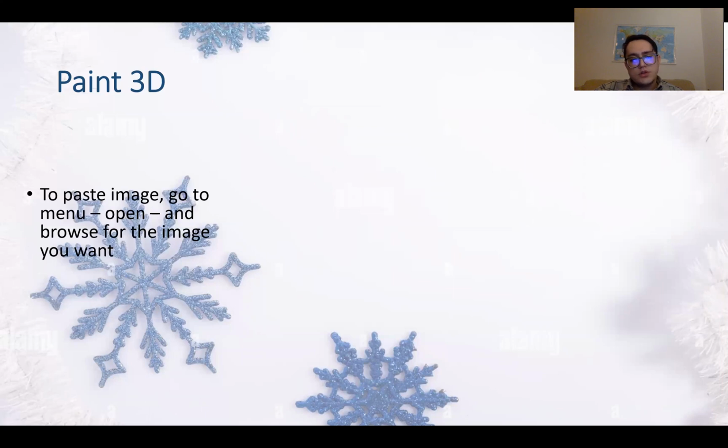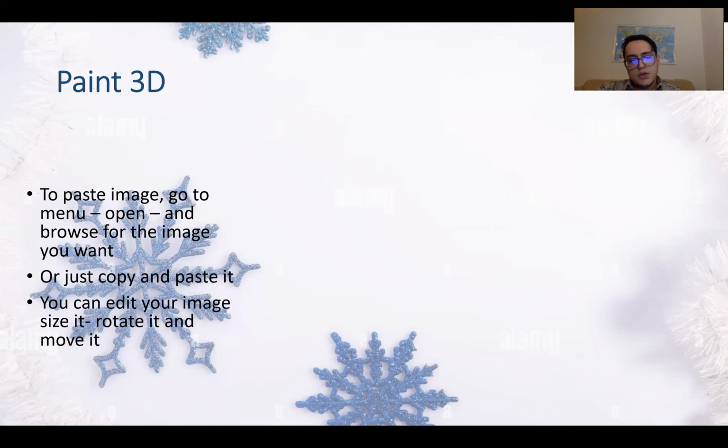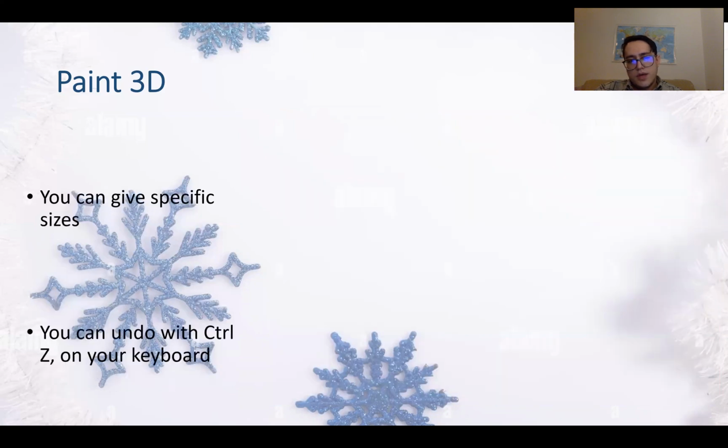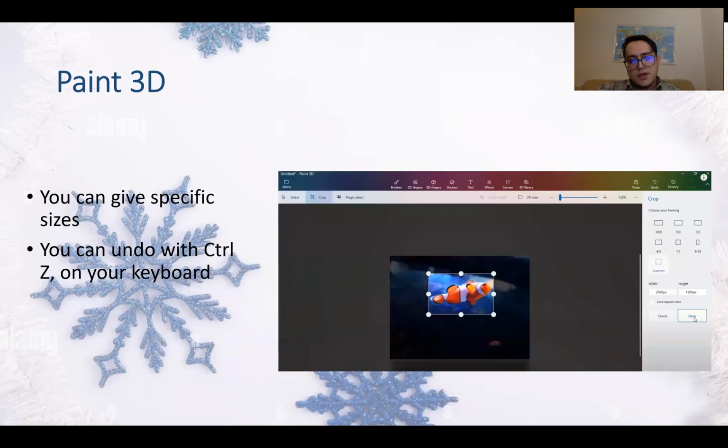To paste an image, go to menu, open and browse for the image you want, or just copy and paste it. You can edit your image, size it, rotate it, and move it. Once applied, you can't move it anymore. You can give a specific size. You can undo with Control Z on your keyboard. Also, you can give the size of the page itself.